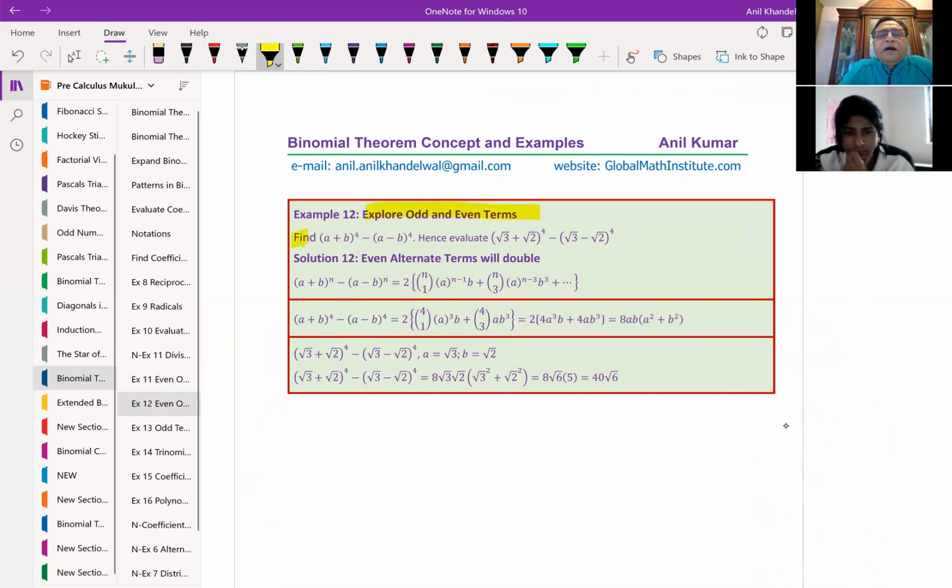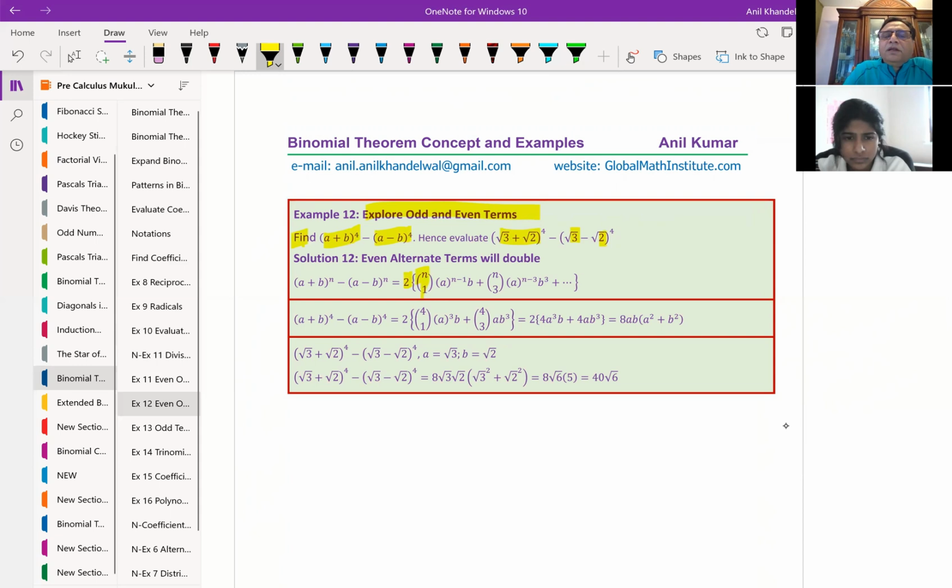Here, the question is: find (a plus b) to the power of 4 minus (a minus b) to the power of 4. Hence, evaluate. So we have taken some a and b values, which are radical values, square root 3 and square root 2, and we will just calculate their values. Let us see how easy it is to do. Well, when you want to subtract, the odd terms will cancel away, and what you're left with is 2 times the even terms. Even terms means second, fourth, sixth, and so on.